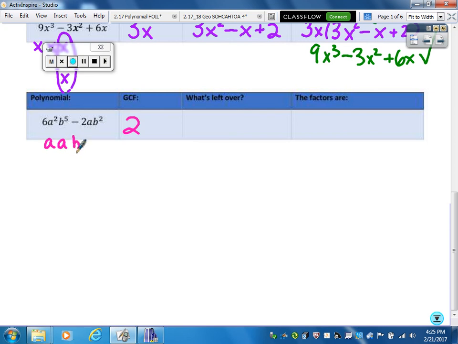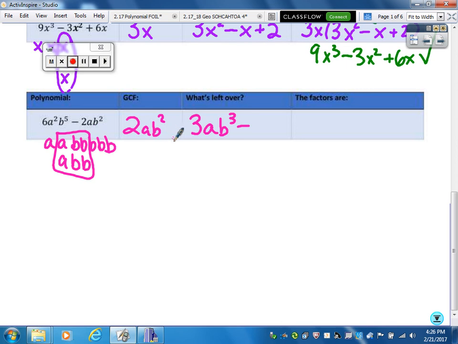Now let's take a look at these variables. I've got 2 A's and 5 B's, and then on this other one, I have an A and 2 B's. So how many do they have in common? They have an A and 2 B's in common. So our GCF is 2AB squared. So what's left over when I take that out? Let's try it out. Here we go. 6 divided by 2 is 3. Had 2 A's, took 1 away, have 1 left. Had 5 B's, took 2 away, have 3 left. Negative 2 divided by 2 is negative 1. Had an A, took away an A, none. Had 2 B's, took away 2 B's.